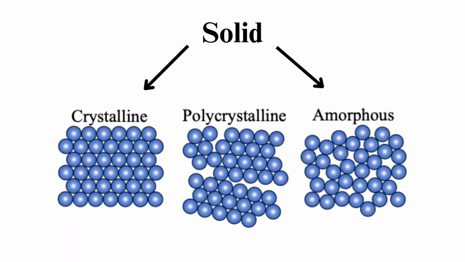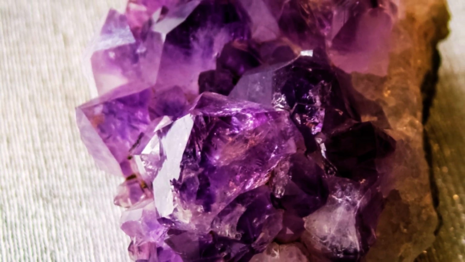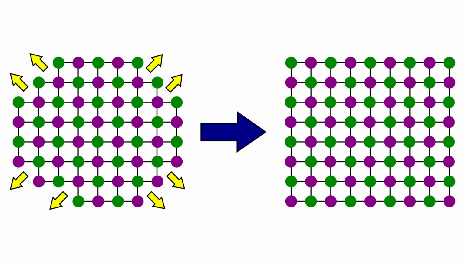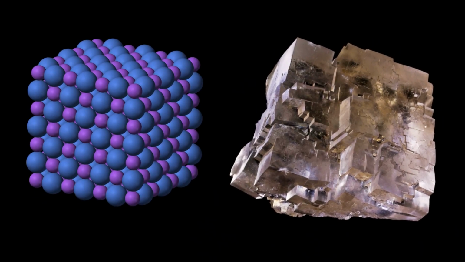Solids can be further categorized into crystalline and amorphous types. Crystalline solids have particles arranged in a highly ordered, repeating pattern called a crystal lattice. This regular structure gives them distinct geometric shapes and sharp melting points. Examples include diamond, table salt, NaCl, and quartz.